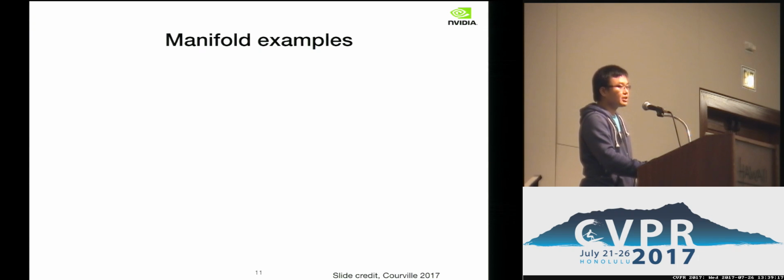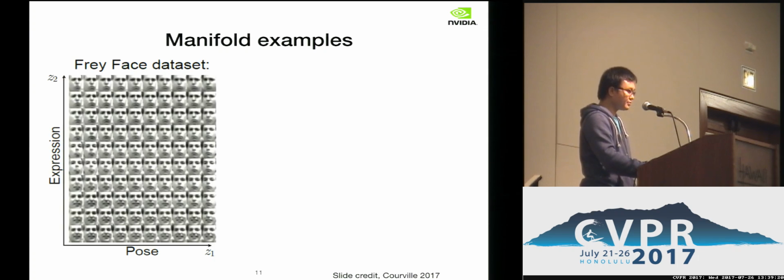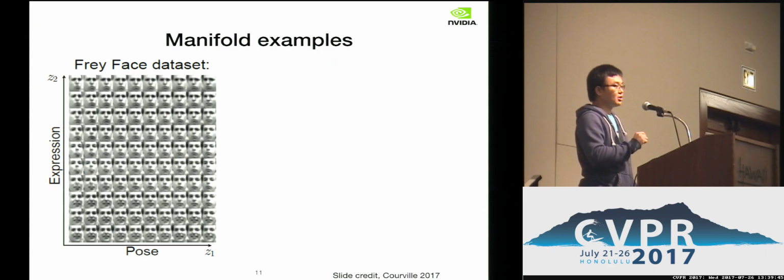So here are some examples of manifolds. The left-hand side is a face manifold. Face images in this sample can be like 1,000 pixels. It's high-dimensional data. But through manifold learning, we can map those faces into a two-dimensional space. In this case, the x-axis represents the pose. When you move along the x-axis, you change the pose of the faces, and the y-axis is expression. Different y coordinates give you a different expression of the subject.